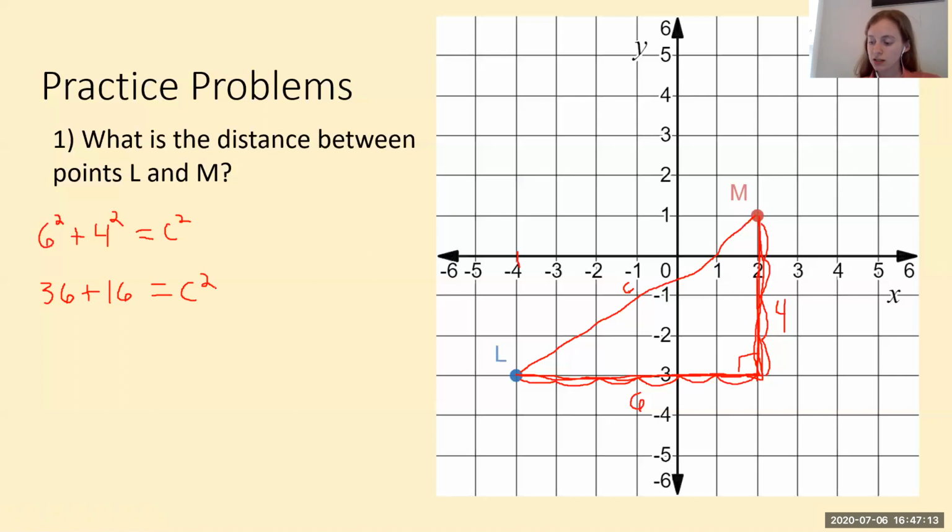And what is 36 plus 16? So 36 plus 16 is 52. 52 equals c squared. But we don't want to know c squared, we want to know c. So our last step is to take that square root. Square root of 52.